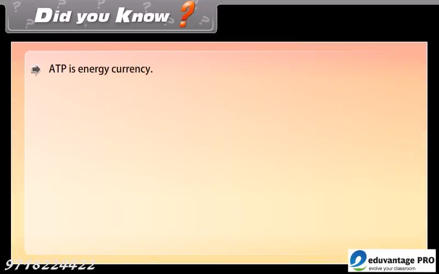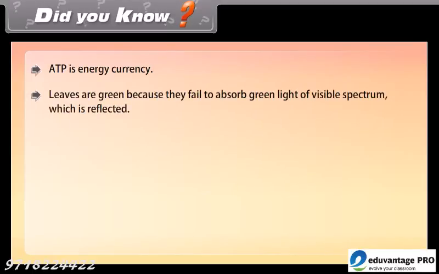Did you know? ATP is the energy currency. Leaves are green because they fail to absorb the green light of the visible spectrum, which is reflected. Blue and red light are best for photosynthesis.